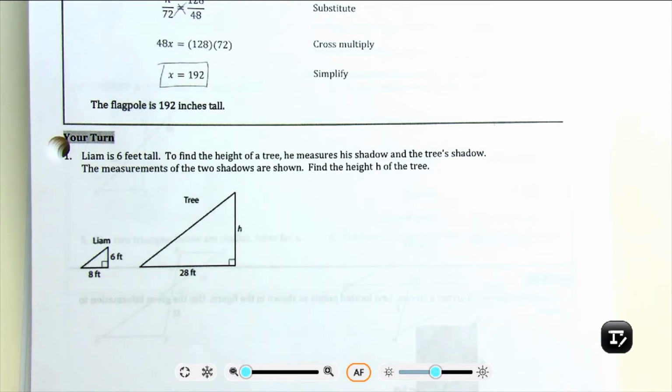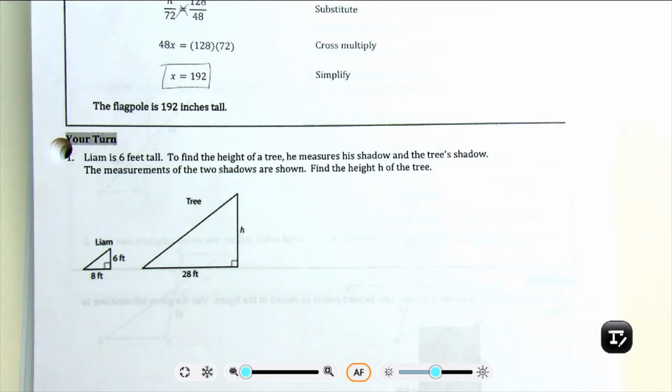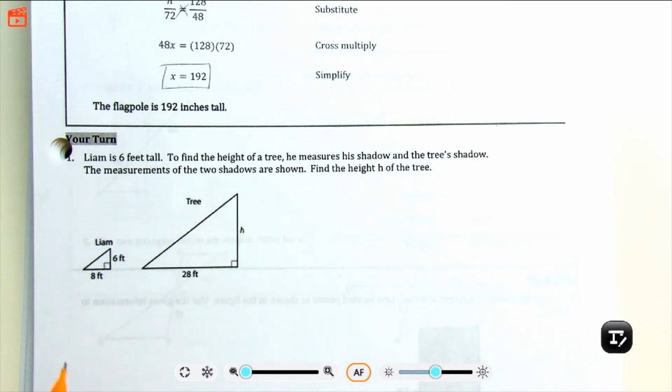So Liam is 6 feet tall. To find the height of a tree, he measures his shadow and the tree shadow. So here is his shadow, 8 feet. Here is the tree shadow, 28 feet. And then h is the height of the tree that he wants to find. So let's create that proportion.